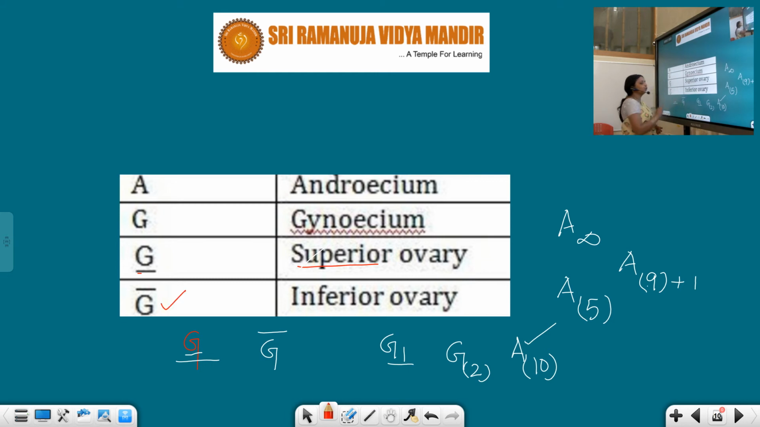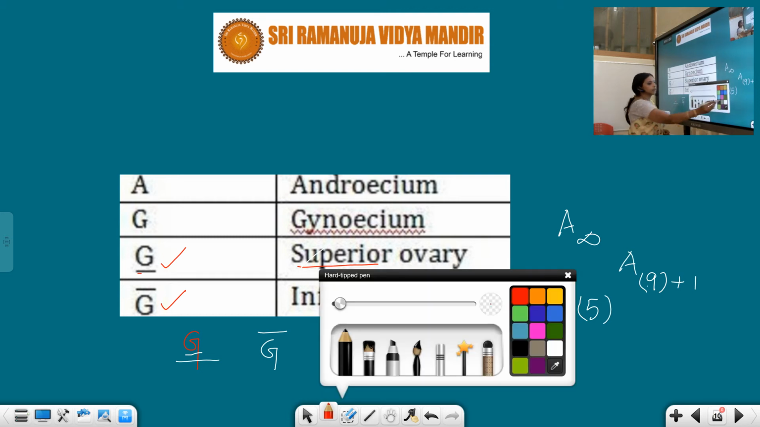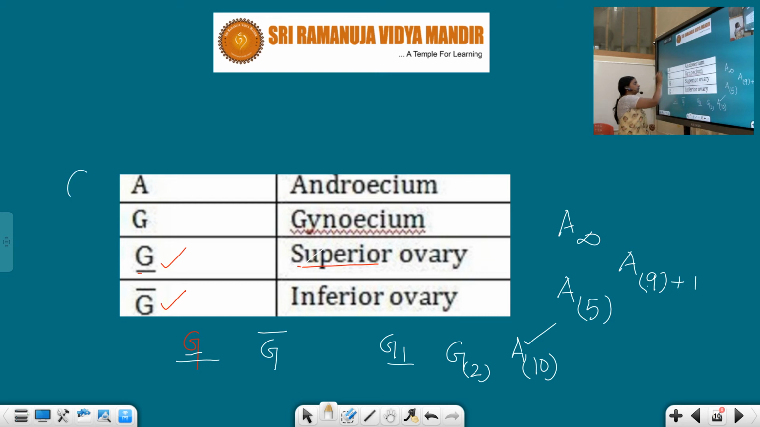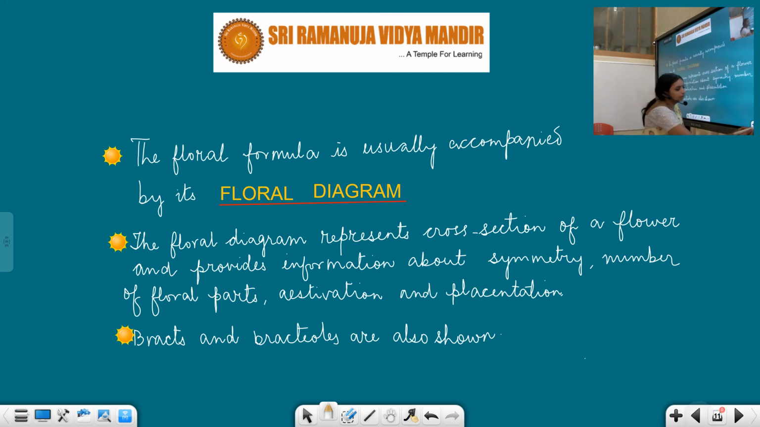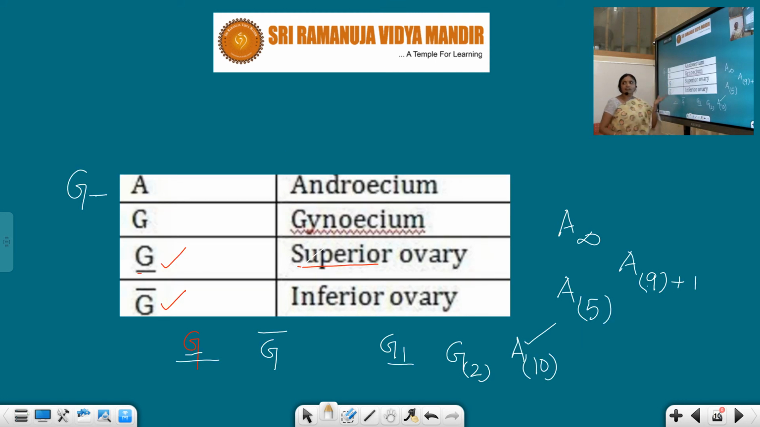So this is how we show inferior ovary and superior ovary. And if you have to show half superior, then G, and in the middle this line is present. You have to put a line in the middle of the G. That means the G position of gynoecium is half superior and half inferior. So this is how we describe the floral formula in semi-technical description of a flowering plant.